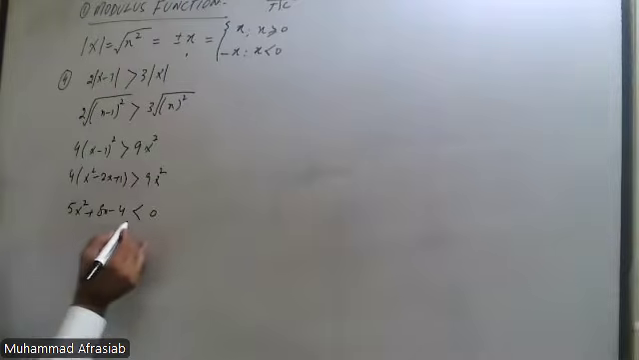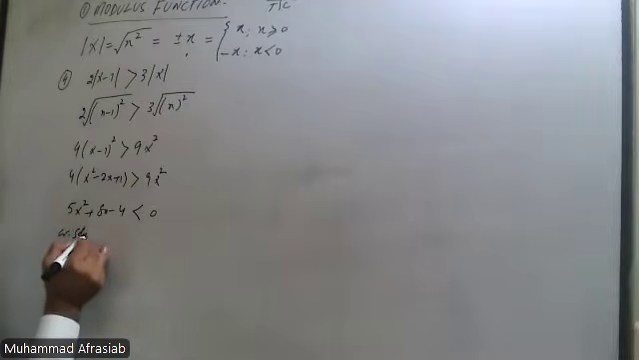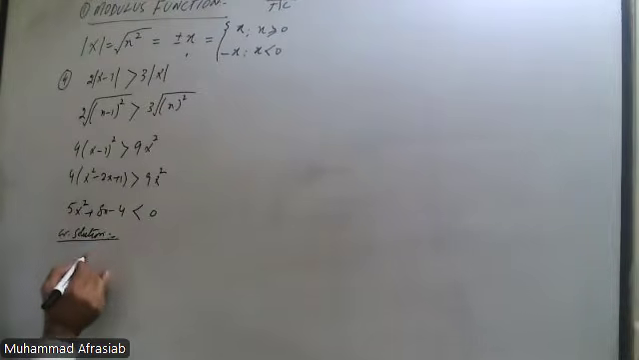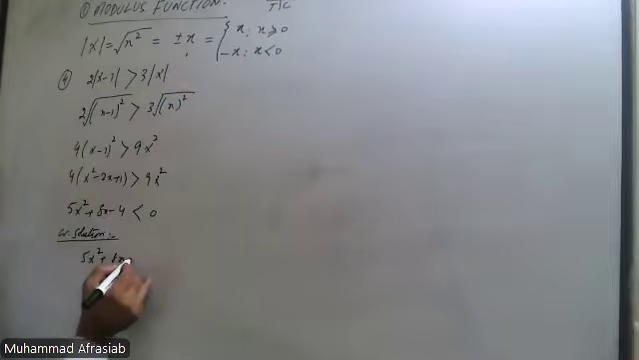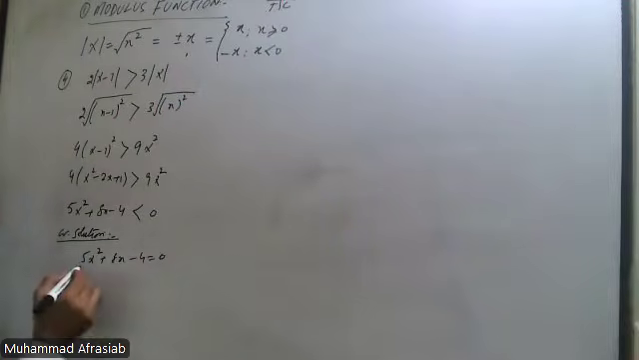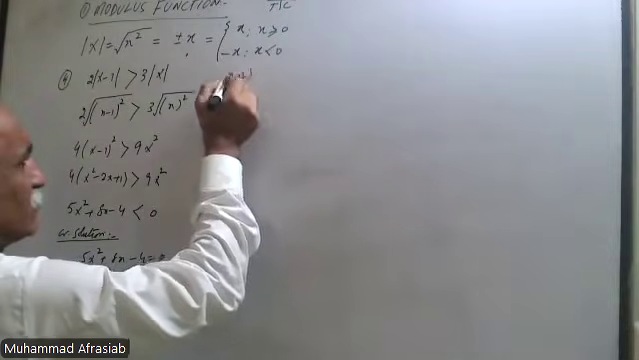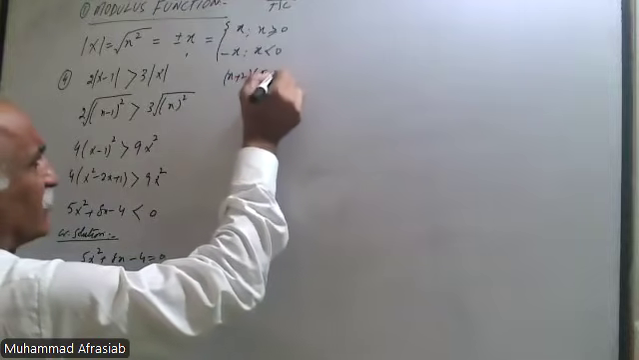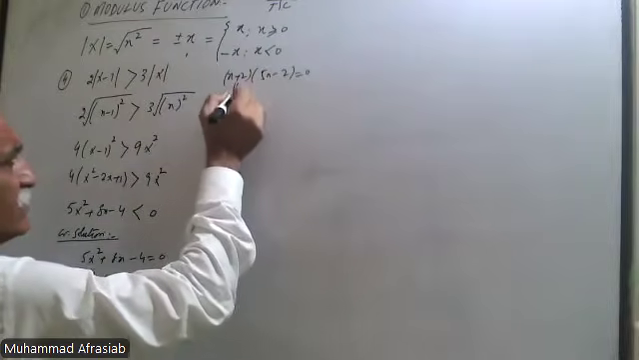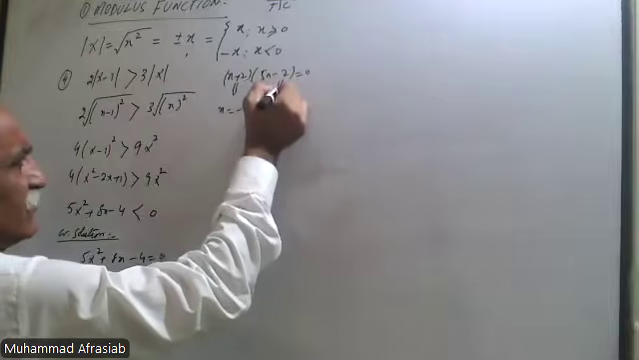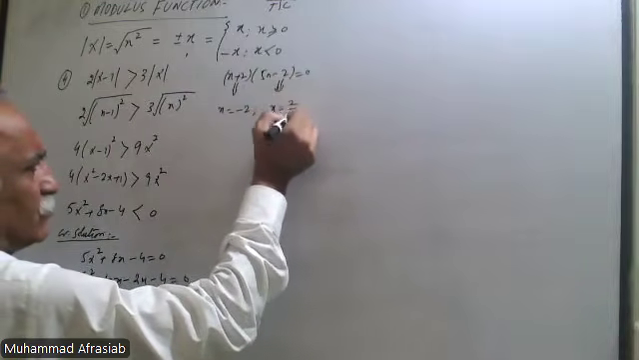Now we are going to make the factors of this with the help of the critical points, that 5x square plus 8x minus 4 equal to 0. So 5x square plus 10x minus 2x minus 4 equal to 0. 5x is common, then it should be x plus 2, minus 2 is common, then it should be x plus 2, equal to 0. Or x plus 2 into 5x minus 2 equal to 0. If this is equal to 0, then x value will be equal to minus 2. If this is equal to 0, then x value will be equal to 2 over 5.